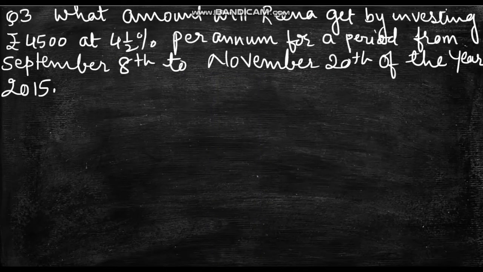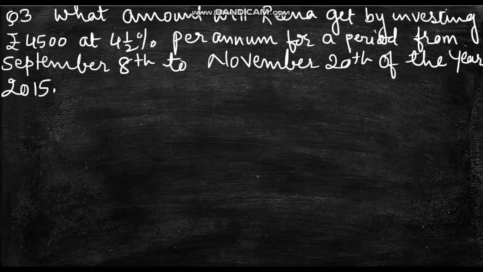Now see question number 3. What amount will Reena get by investing rupees 4500 at 4.5% per annum for a period from September 8th to November 20th of the year 2015? Now children, everything is not clear because time is given from 8th September to 20th November. Here we have to calculate the time properly.